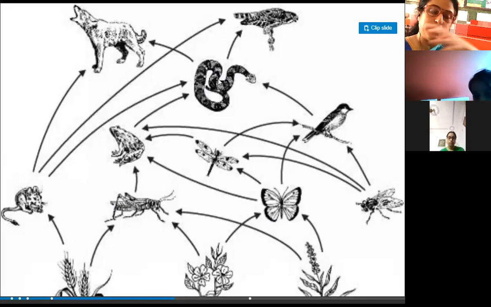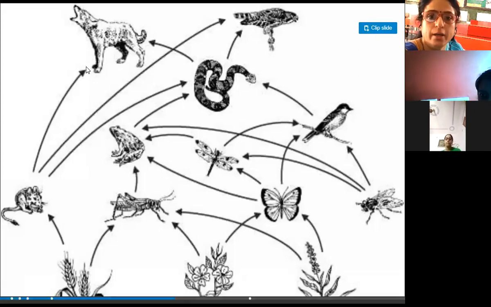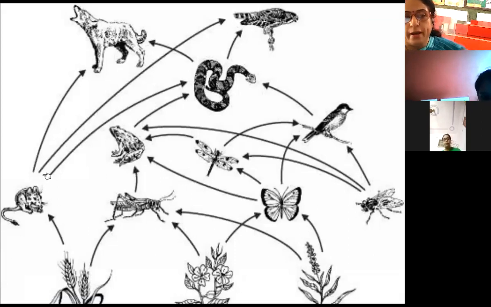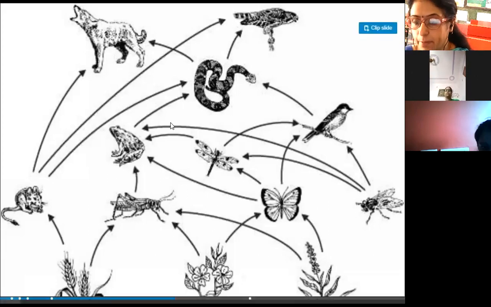So why are there these interlinked food chains? It gives them more efficiency. If one source is not available to the consumer, it can depend on another source for energy. So interlinked food webs provide an alternate pathway for food resources, and it makes the ecosystem more stable.